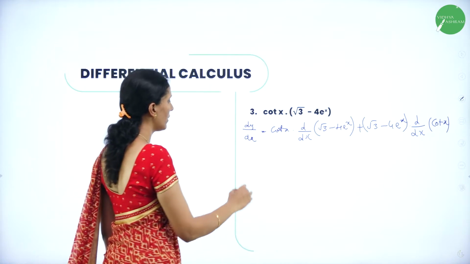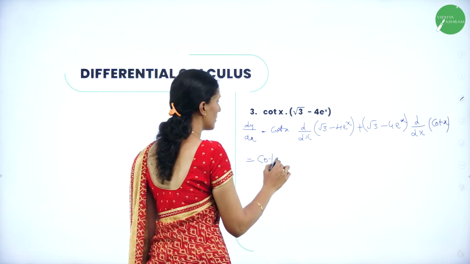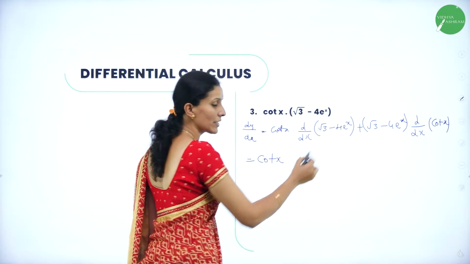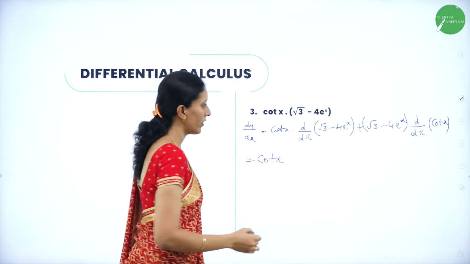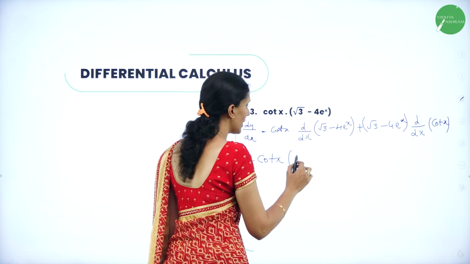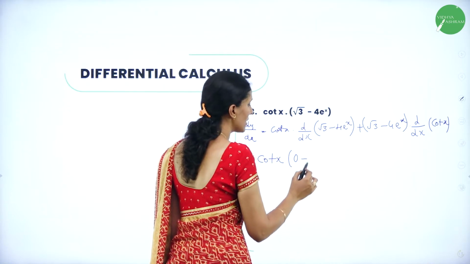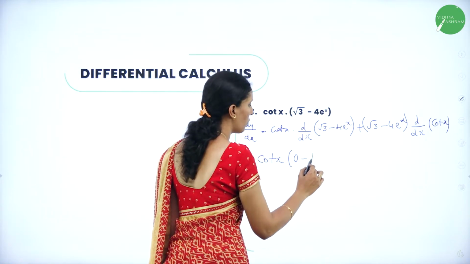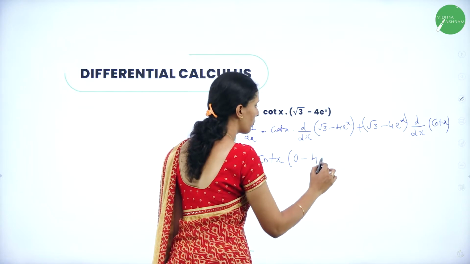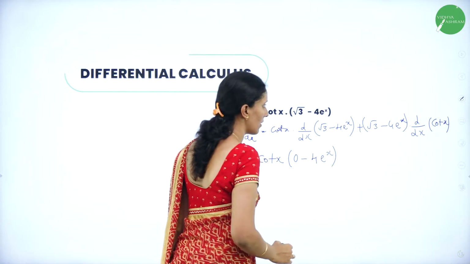Now let us derive it. So cot x, here we have to derive it separately because it is in the form of difference. Derivative of root 3 is 0 and we have minus here, 4 e power x, 4 is a constant. Derivative of e power x is e power x itself.